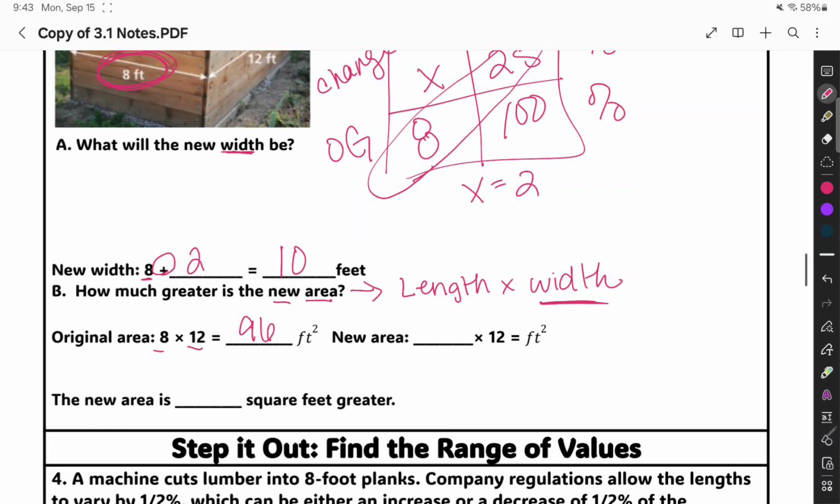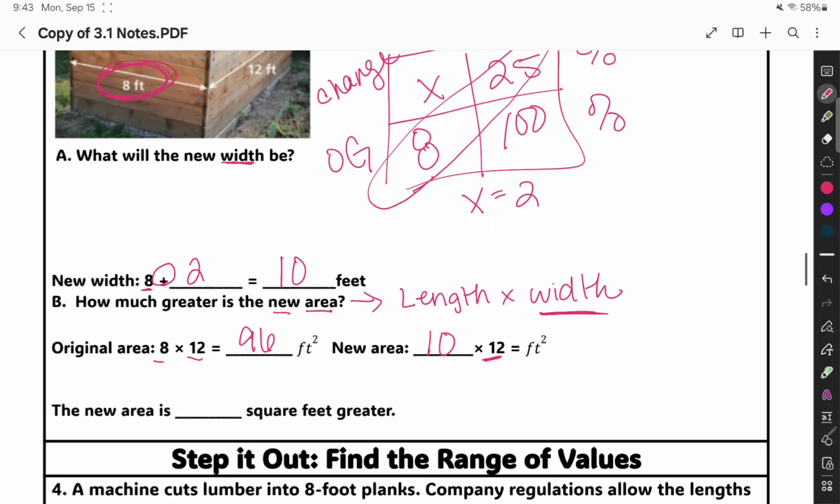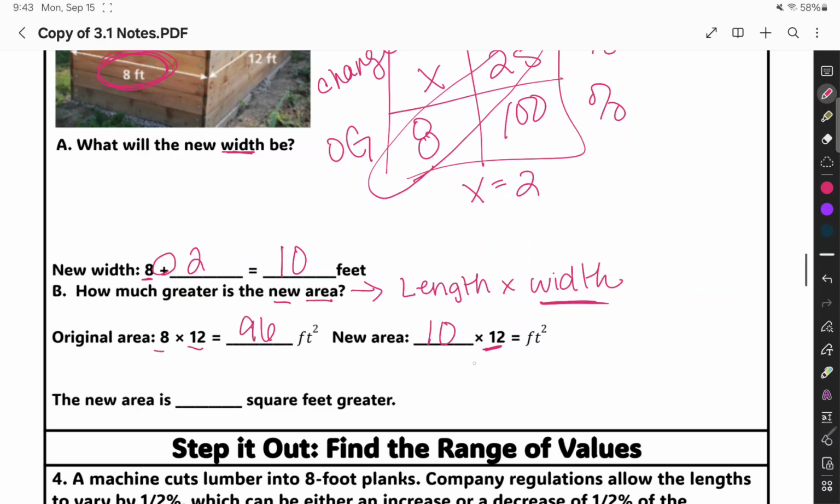Now we have a new area of the length staying the same, but a new width of 10. And so when we do 10 times 12, we end up with 120 feet squared. So the new area is 120 square feet. Well, let's reread that right there. It says the new area is blank square feet greater. So the new one was 120, the original was 96. So how much greater is it?